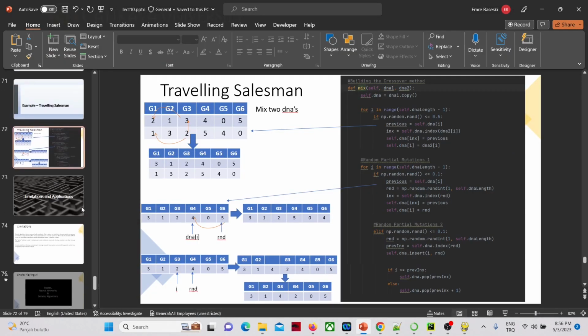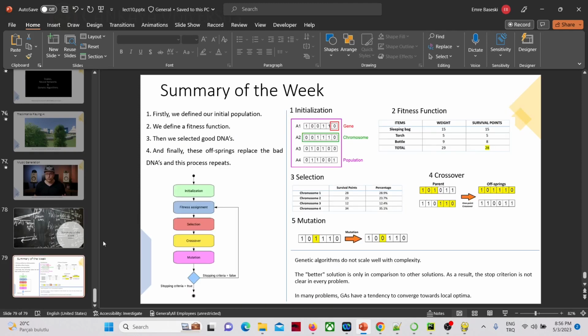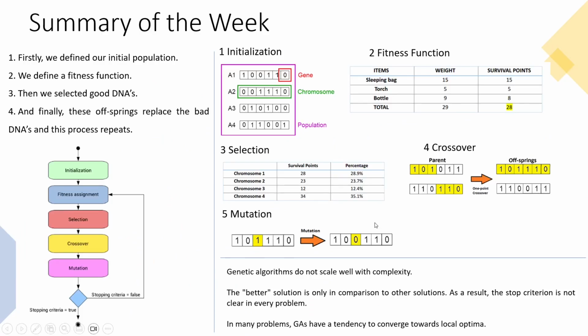Now let's try to wrap up what we have seen this week. So we have seen the terminology about genetic algorithms. We have seen the steps of the genetic algorithms. We said we make an initialization, we create a first generation, and then we define a fitness function. Then we create a selection criteria, how many of that generation will be transferred to the next generation. Then we apply crossover and mutation operators to the parents from that generation in order to create the next generation.